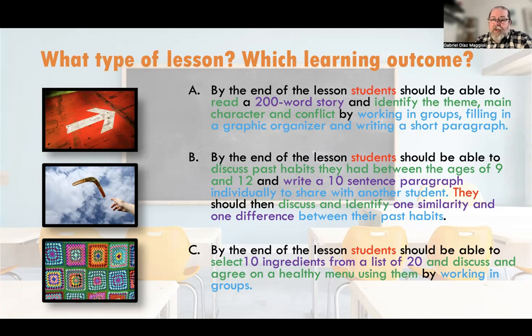Then they write a 10 sentence paragraph individually, but they're going to share it with another student. So there's presentation, there's practice, and then they discuss and identify one similarity and one difference between their past habits. That's production. A boomerang lesson is C.